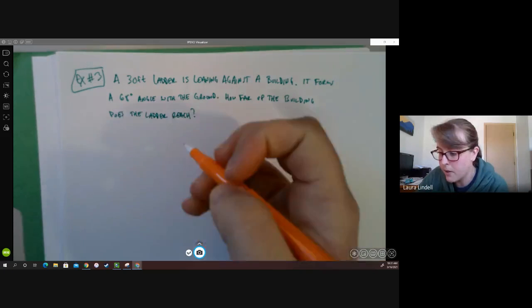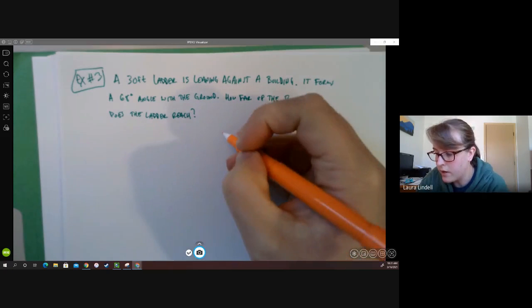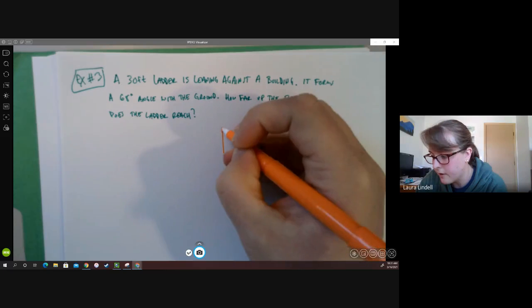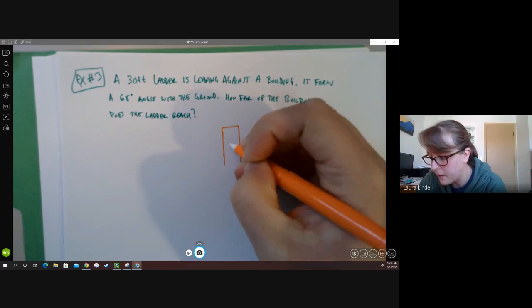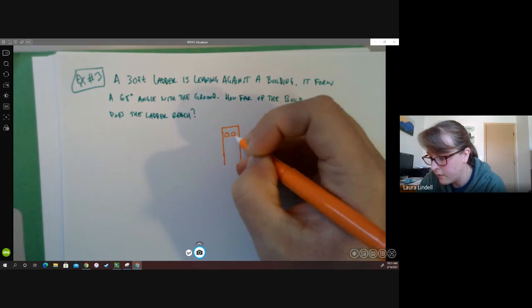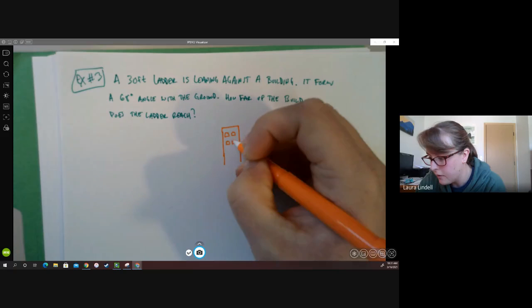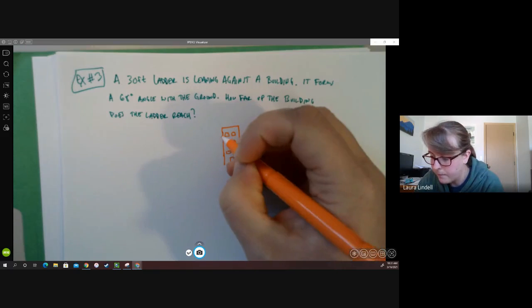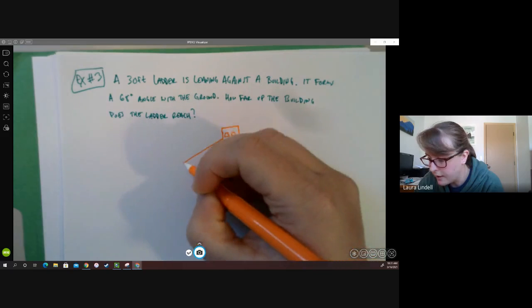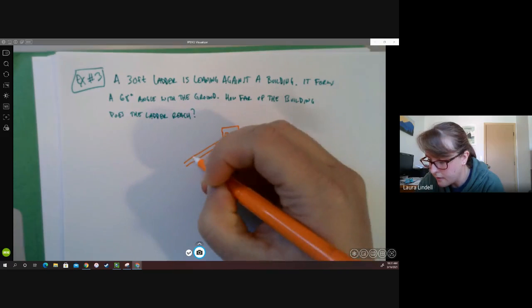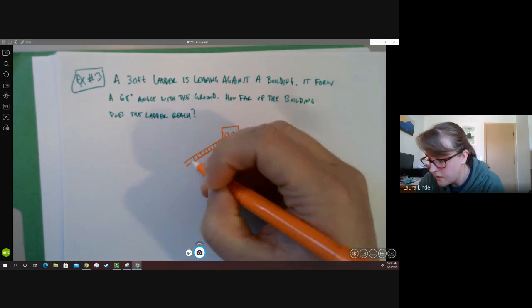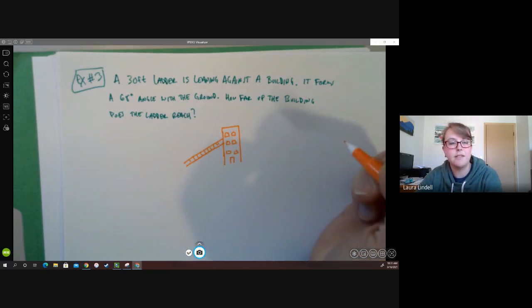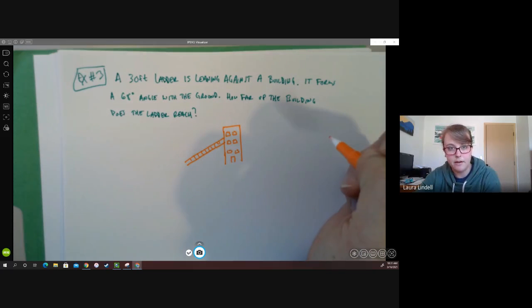So when I'm drawing the picture, if you want to draw the building, you can. You can make the picture as involved or uninvolved as you would like. You can make a building, and you can make the ladder leaning against the building. Just make sure that the ladder is the slanted side. In ladder problems, the ladder is slanted.